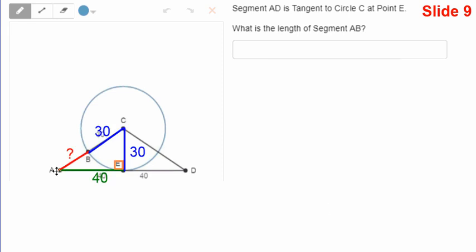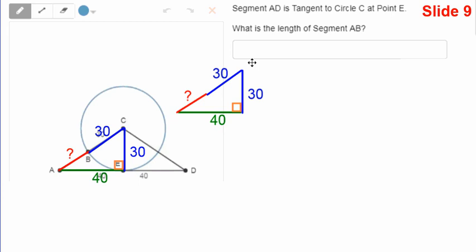We were also told that from A to E is 40 units. So here we can see I have a right triangle taking shape, where we know two sides of the right triangle, and we need to know a piece of that third. So let's think about this again by moving the right triangle off of our picture.